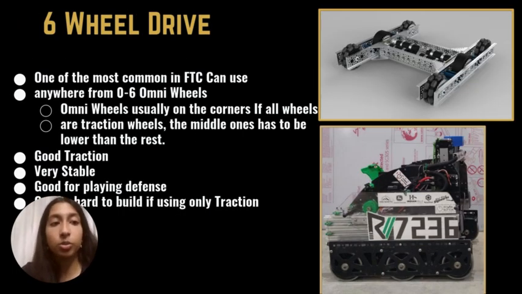Okay, so now we're going to look at the six-wheel drive. The six-wheel drive is one of the most common ones that can be used in FTC. You can use omni wheels on the corners, and you can use traction wheels for the lower and middle wheels. A six-wheel drive provides a lot of strong traction for the robot, aids in stability, and has a great defensive ability. However, it's a little bit more challenging to construct as a whole.